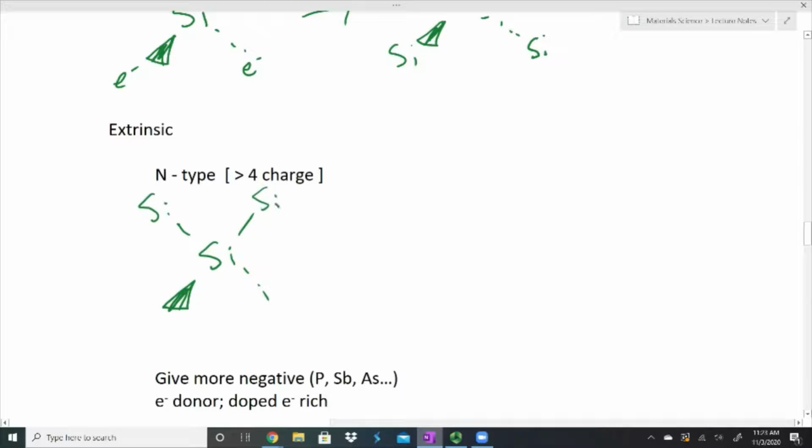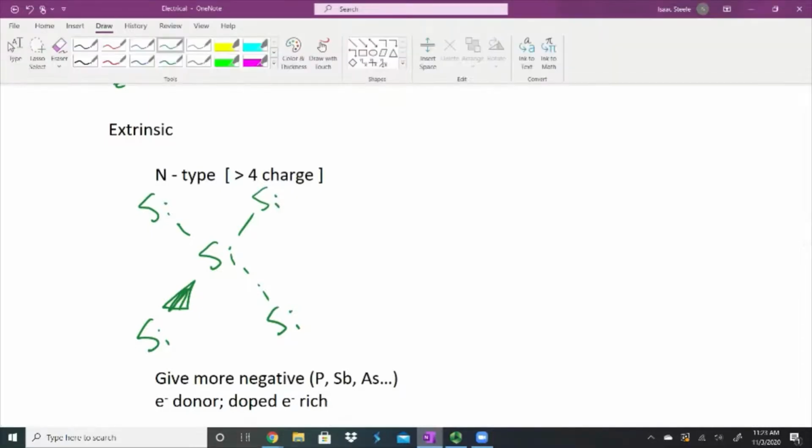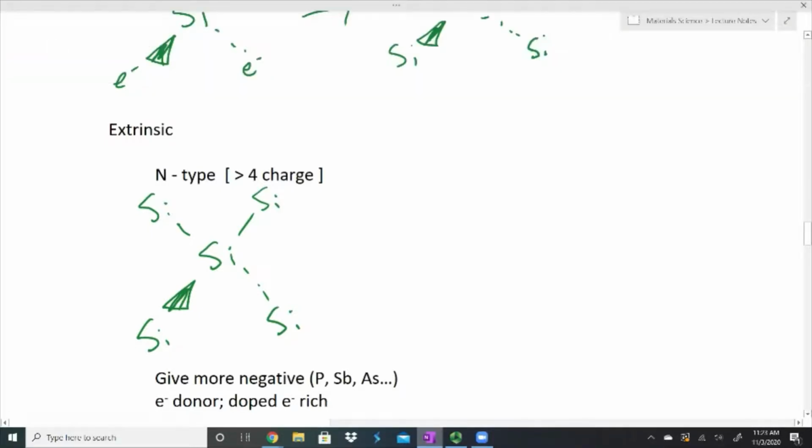This is a picture of an intrinsic semiconductor. To make it extrinsic, what I'm going to do is remove a silicon atom. I'm going to just do the middle one for now, and I'm going to replace it with something else. There are two types of extrinsic semiconductors. There's an N-type, and that's what we'll talk about first.